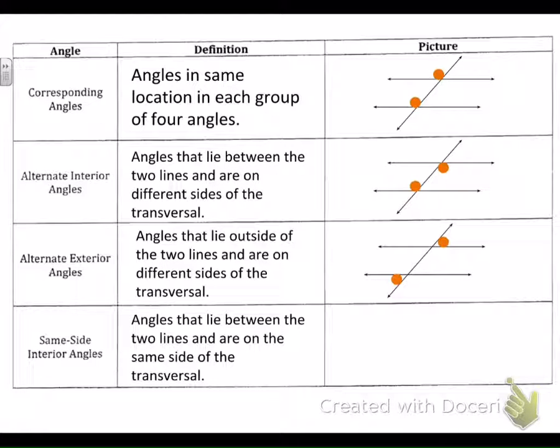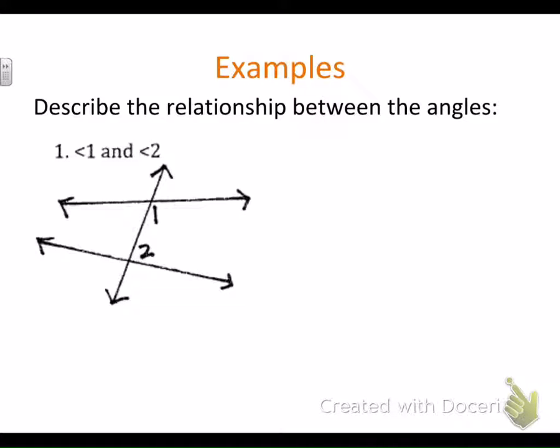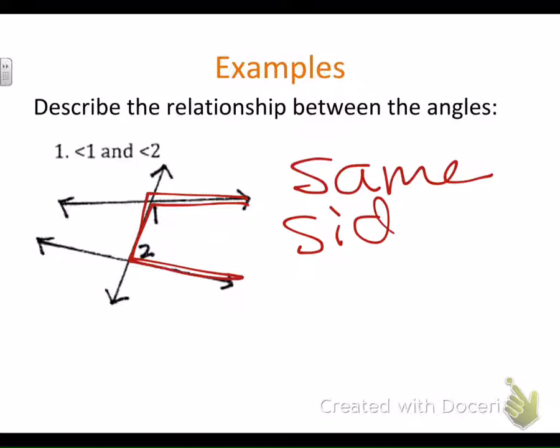Same side interior angles are angles that lie between the two lines and are on the same side of the transversal. So they're inside and on the same side of the transversal. Example, describe the relationship between the angles. Okay, well first we know that they are inside the two lines and they are on the same side of the transversal. So this would be same side interior.